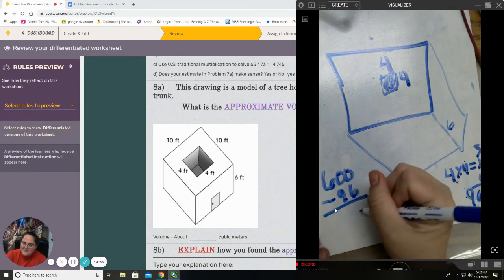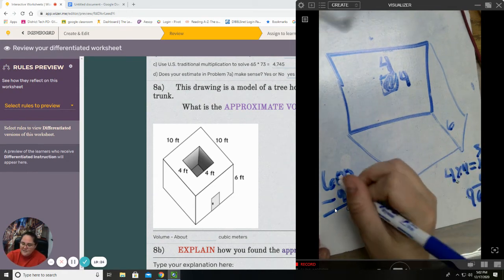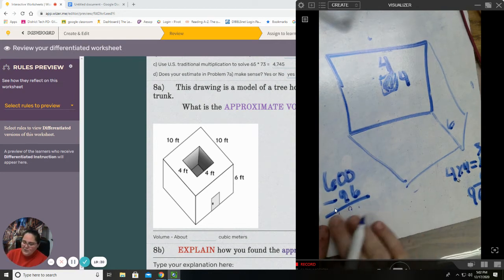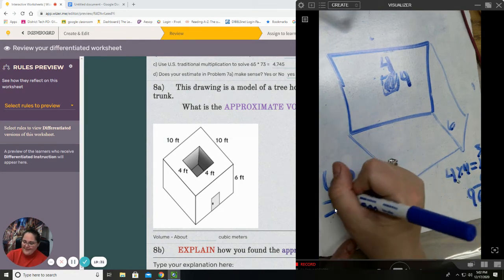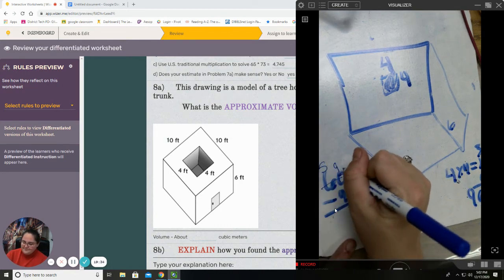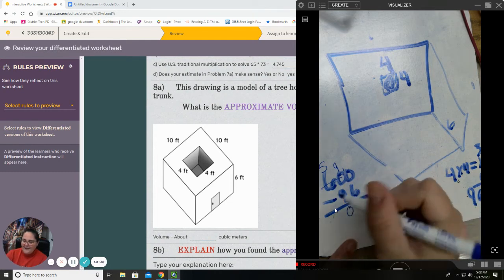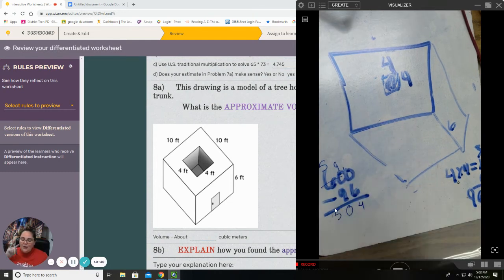0 minus 6 is 6. 0 minus 9 is 9. 6 minus 0 is 6. Is that right? No. I didn't borrow. You guys know this. 10 minus 6 is 4. 9 minus 9 is 0. And 5 minus nothing is 5. Your answer should be about 504 cubic feet. That's not my final answer.